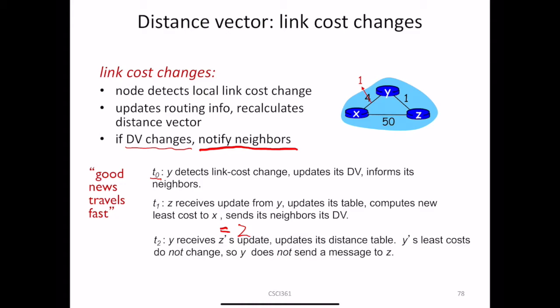At the time t2, Y will receive this update. It updates its distance table, and Y's least cost does not change, so Y does not send a message to Z. And also we know that the link cost changed from 4 to 1, which is good news. Therefore, the news travels quite fast. However, let's see another situation.